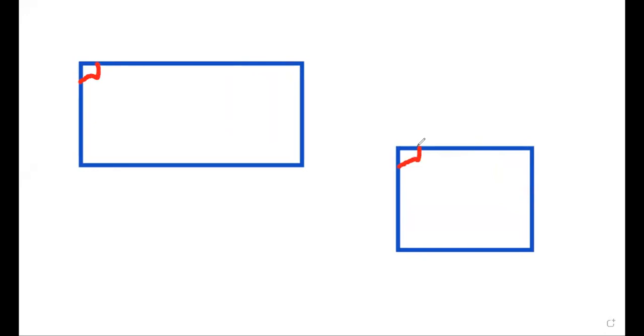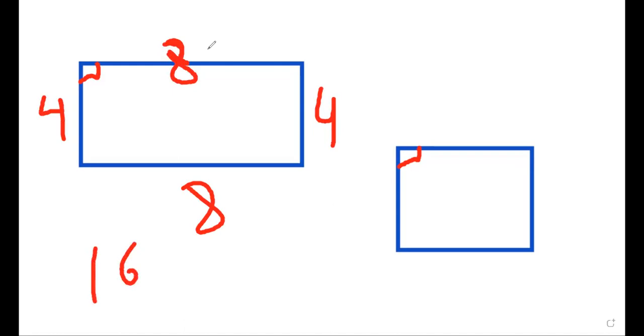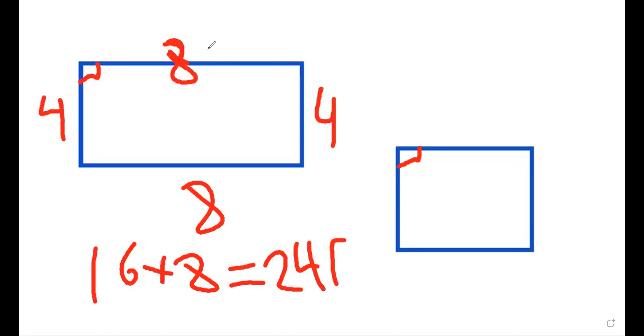So for perimeter, let's say this was 8, then that means this is 8. And let's say this is 4, then this is 4. And so perimeter would be adding all the sides. 8 plus 8, which is 16, and 4 plus 4, which is 8. And then you would get your perimeter, which would be 24 feet.